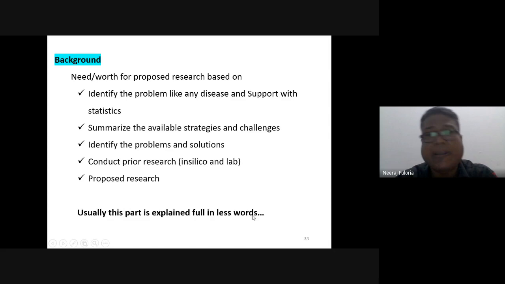This part is explained in full, but in the fewest words. So there we need to have an art. In fewer words, in the background itself, the evaluator should come to know, oh yes, this is a very important point. Like for example, when it came to Corona time, at that time we used to give the statistics: this much globally, this much in India, so many patients are there.